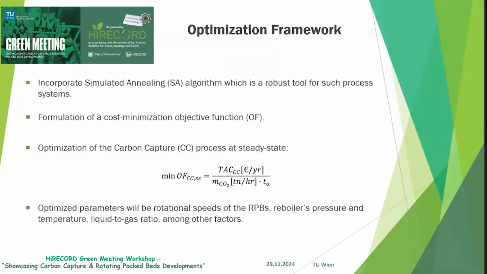When we have the model, we have already incorporated a simulated annealing optimization algorithm, which is a robust tool for such complex processes. We have formulated the objective function in a cost minimization approach. As you can see, this is the total annual cost, euros per year, normalized by the captured tons per year. Optimized parameters will be the rotational speed for each RPB unit, the reboiler pressure and temperature, among other factors, like the liquid to gas ratio in the absorber.